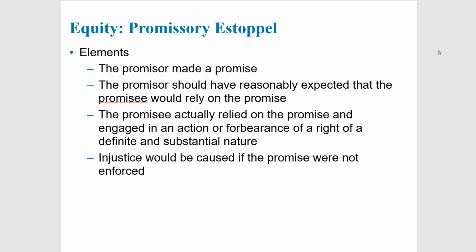The promisor should have reasonably expected that the promisee would rely on that promise. The promisee actually relied on the promise and engaged in some kind of action or forbearance of a right of a definite and substantial nature. In other words, they put themselves in the position where they stand to suffer a loss, and injustice would be caused if the promise were not enforced. So you can think of promissory estoppel as stopping somebody from backing out of a promise or breaking a promise.